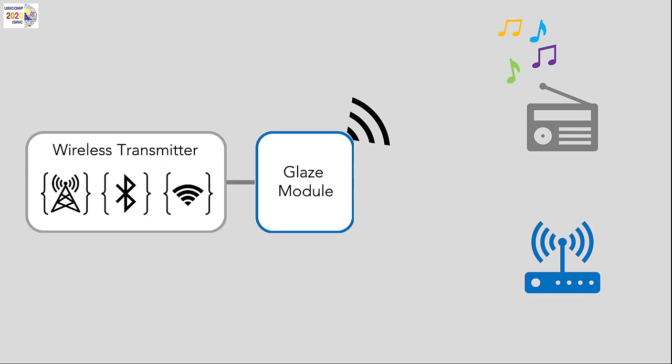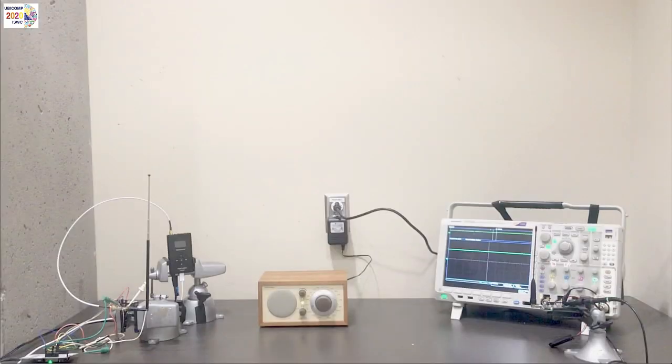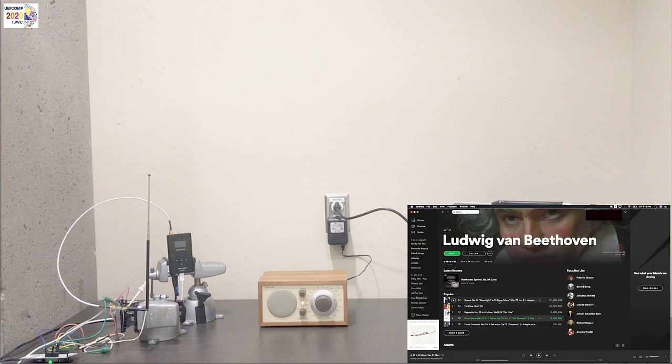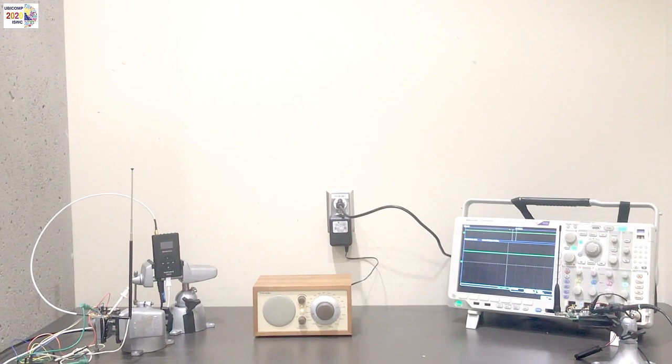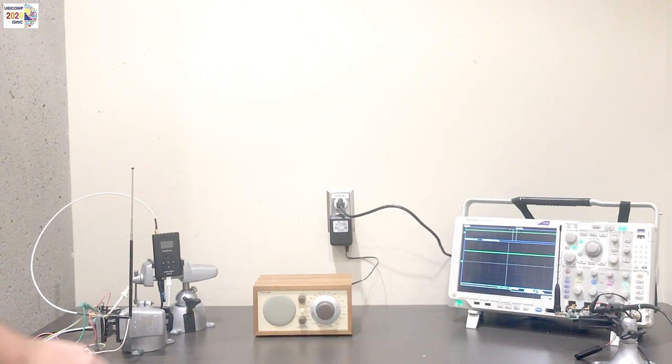In this demo, the Glaze module is connected to the antenna port of a commodity portable FM transmitter. The FM transmitter is broadcasting at 108 MHz, and its audio input is coming from a PC playing classical music. The Glaze module overlays packets on top of the outputted RF signal using 6 dB attenuation. A commodity FM radio is used to receive the broadcast at 108 MHz.